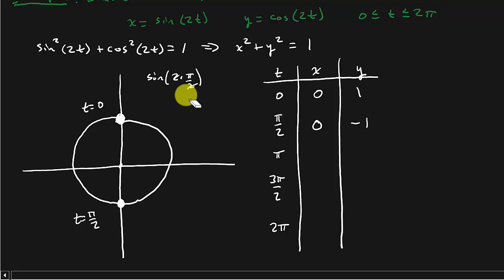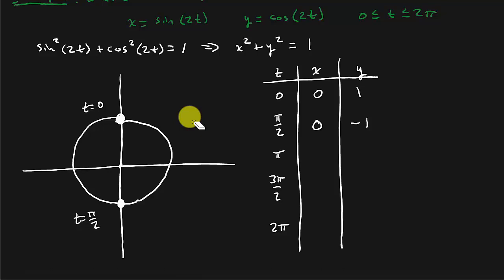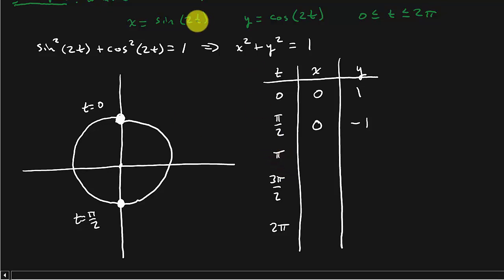All right. Now, do we have a problem here? Because, look, when I plug in pi, what's the sine of 2 pi? That's 0. When I plug in pi here, what's the cosine of 2 pi? That's 1. So I'm going to be back up here at this point right here. So my question to you is, which way are we going? Is it going this way or is it going this way?